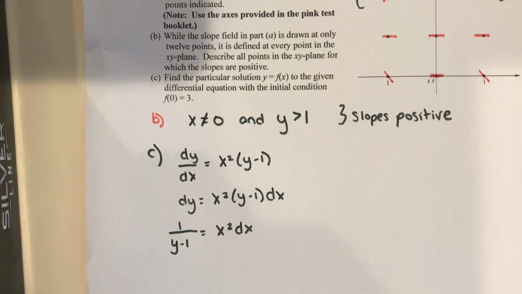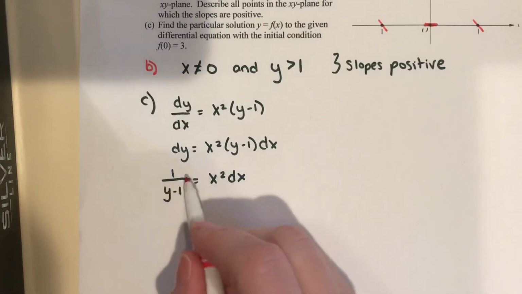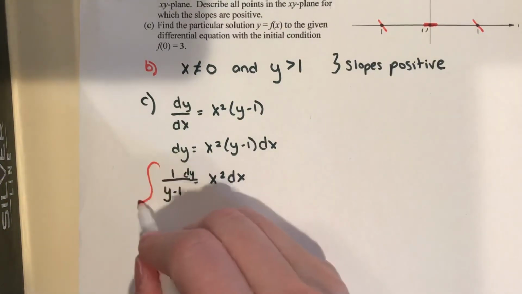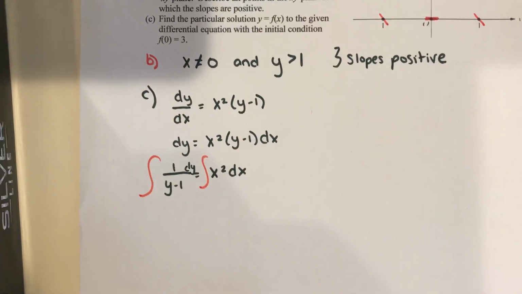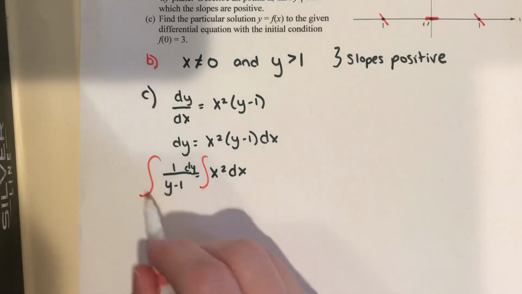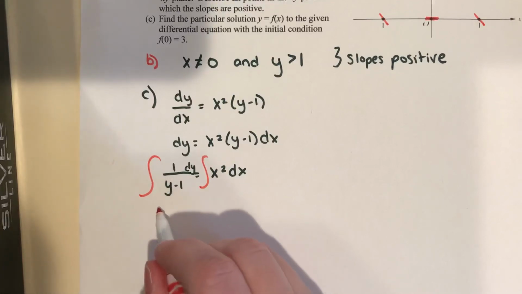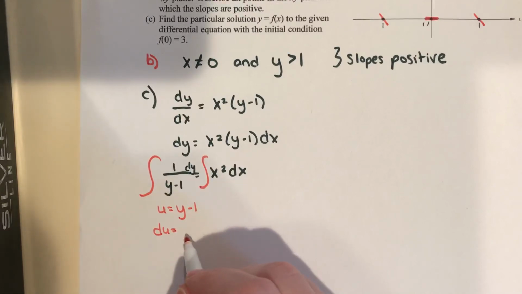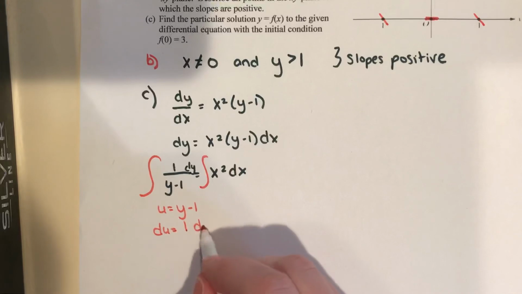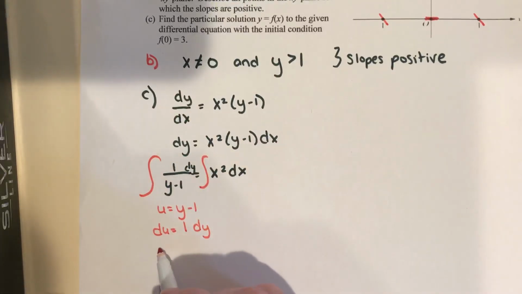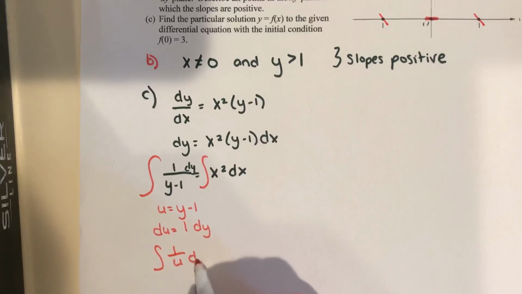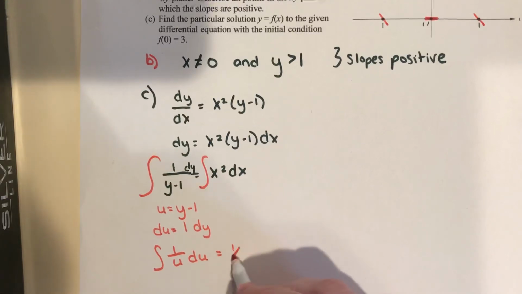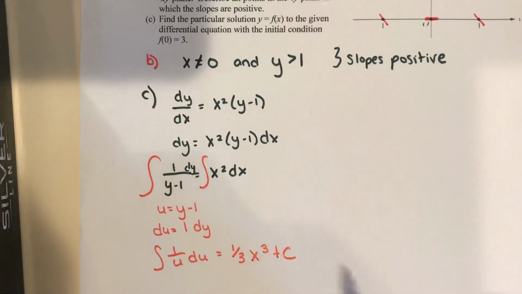The next thing we're going to do, oops, I forgot my dy. I'm going to add that in here. Then we're going to take the integral. First, over here on the left side, I have a u substitution. I'm going to set u equal to y minus 1. du is going to be 1 dy, so fortunately we don't have to change this at all. I'm just going to write it as the integral of 1 over u du. On the right side, we're going to take the integral: add and divide. So that would be 1/3 x to the third plus c.